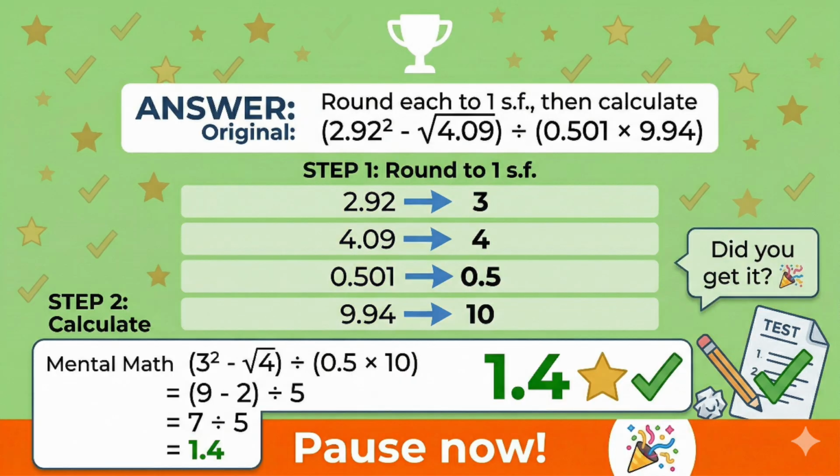Here's the answer. Step 1. Round to 1 significant figure. 2.92 becomes 3. 4.09 becomes 4. 0.501 becomes 0.5. 9.94 becomes 10. Step 2. Rewrite and calculate. 3 squared is 9. Square root of 4 is 2. 9 minus 2 is 7. In the denominator, 0.5 times 10 is 5. So 7 divided by 5 is 1.4. The estimated answer is 1.4. If you got it right, well done. Estimation is a powerful skill once you practice it.